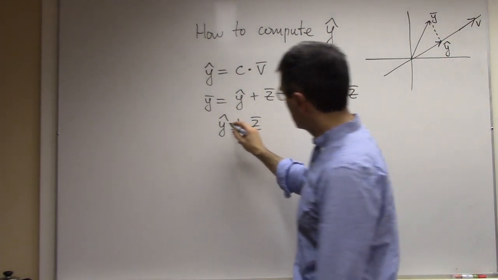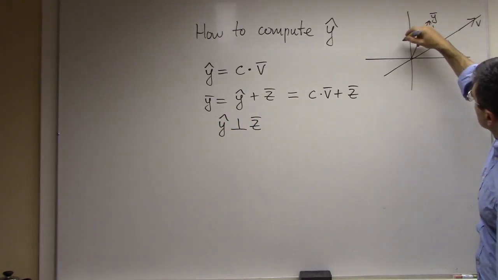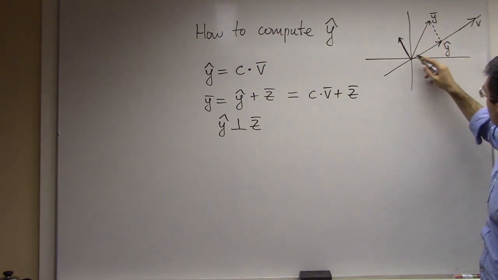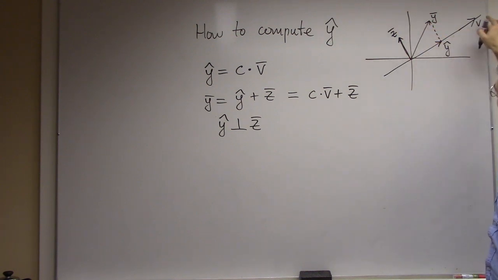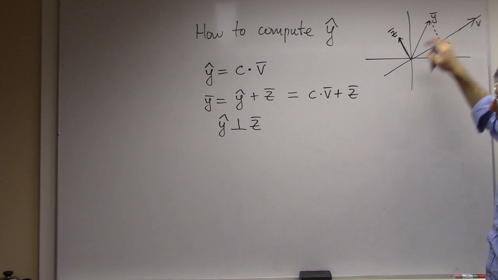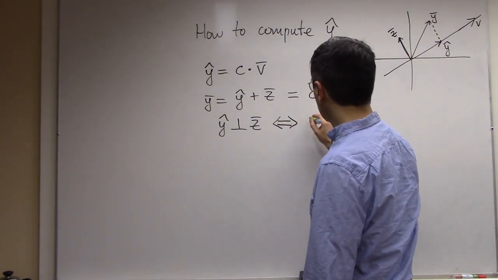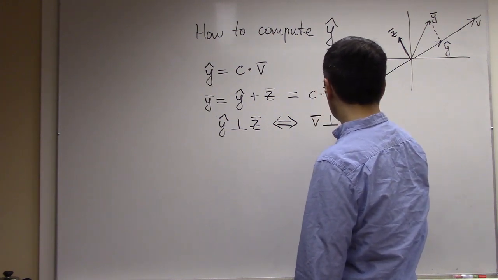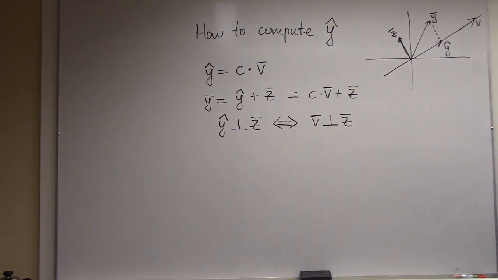Okay, so now let's think about this property. What does it mean? It means that z forms a 90-degree angle with vector y hat, but this y hat is on the same line as v. So this property is actually equivalent to v being orthogonal to z. Okay.